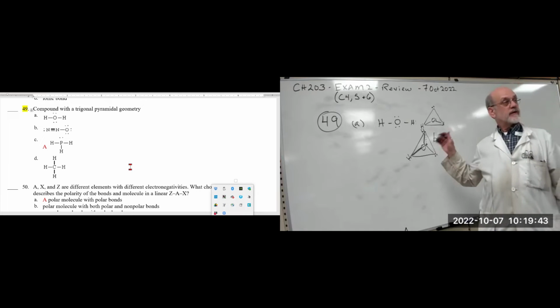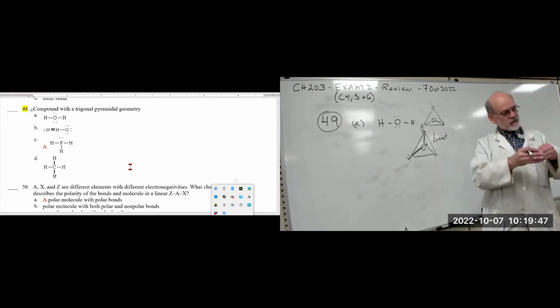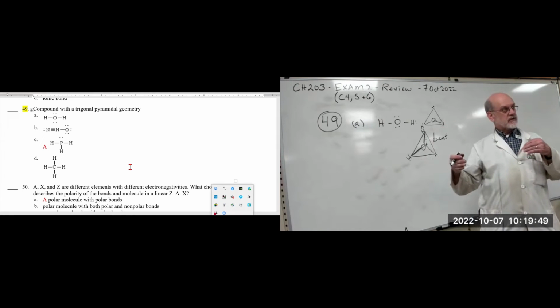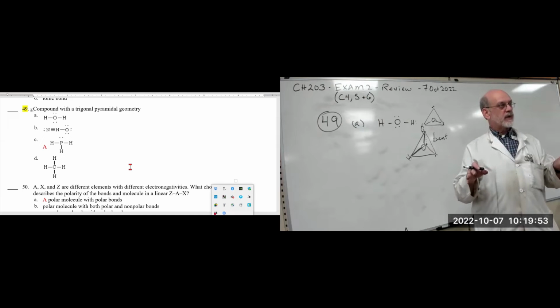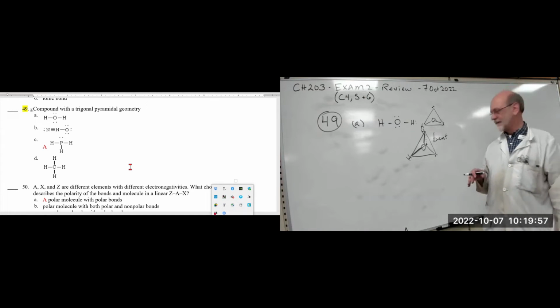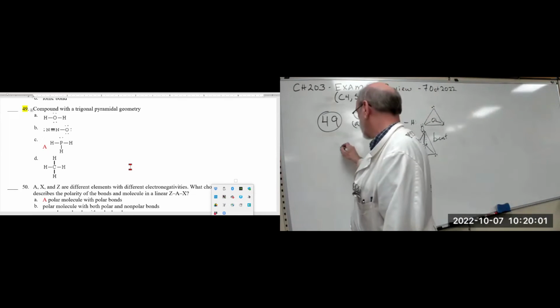No, that's only for the electronic structure. And then you go from the electronic to the molecular structure. And in order to do that, you ignore the lone pairs of electrons. Okay, so that was not it. How about B?